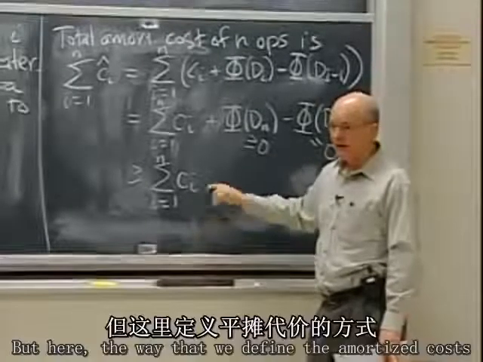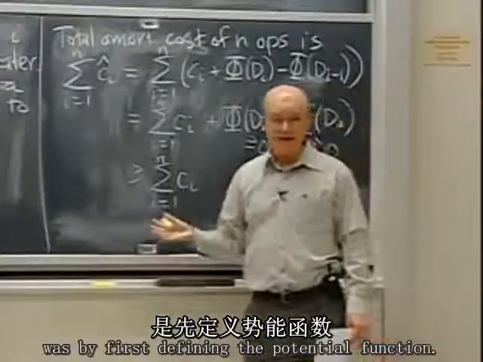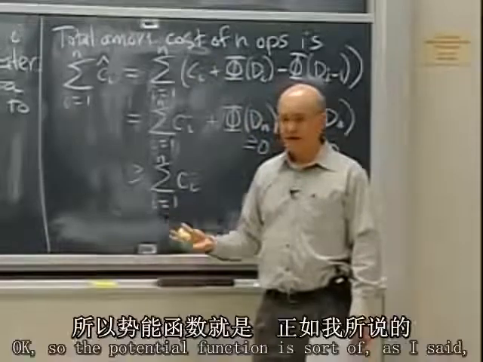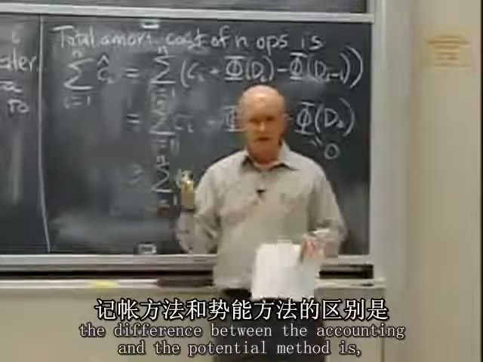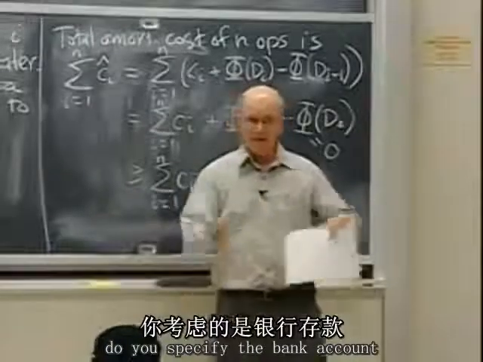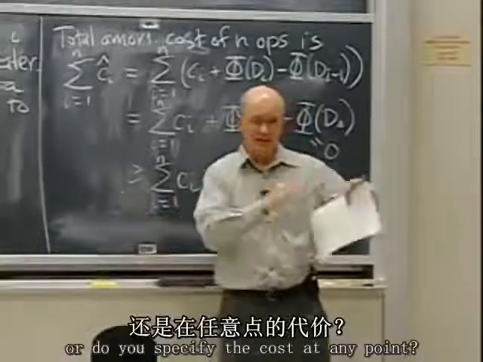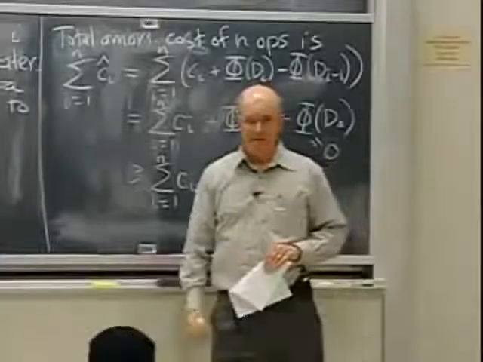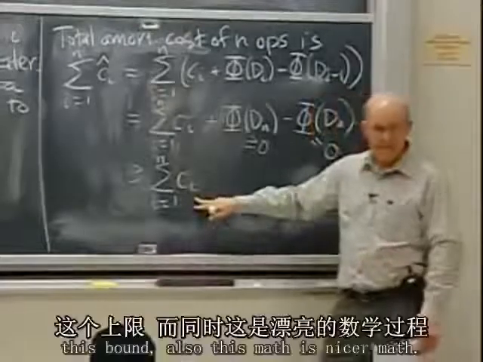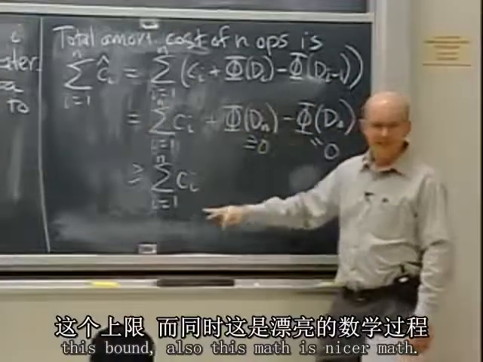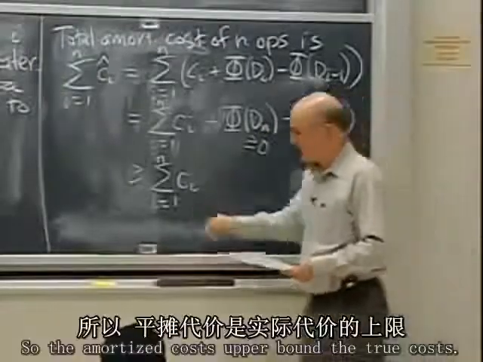Okay? But here, the way that we defined the amortized costs was by first defining the potential function. So the difference between the accounting and the potential method is, do you specify the bank account or do you specify the cost? Do you specify the potential energy at any point or do you specify the cost at any point? But in any case, you get this bound. Also, this math is nicer math. I like telescopes. So the amortized costs upper bound the true costs.